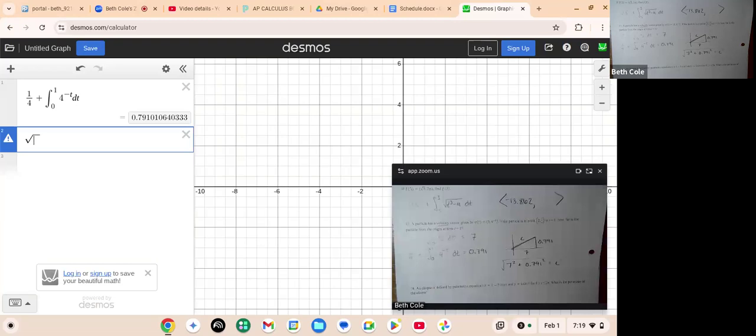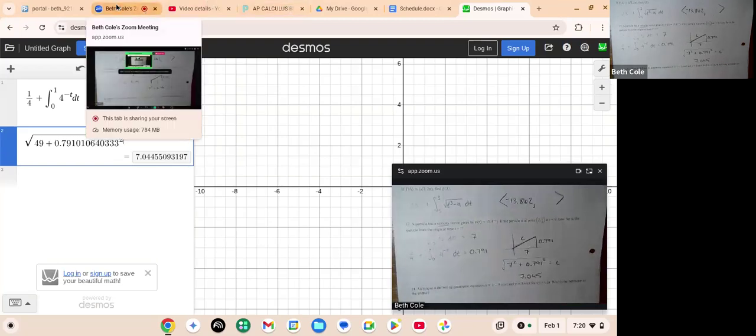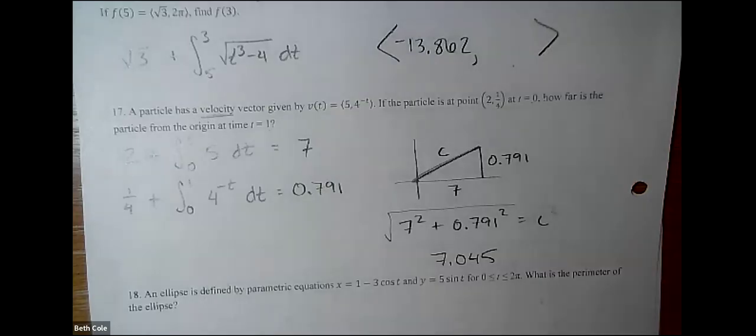All right, so 7 squared is 49 plus, and then I want to copy paste that number squared. And so that's our answer, 7.04. Now I would write 0.044 if it was free response, but 0.045 is what it's going to look like on the AP exam. They always round on the multiple choice. All right, so last one.